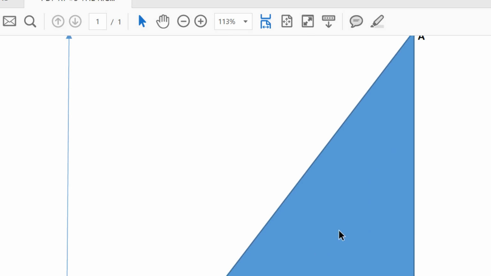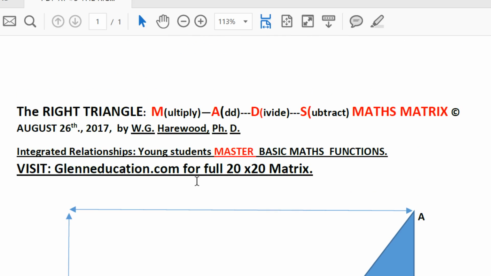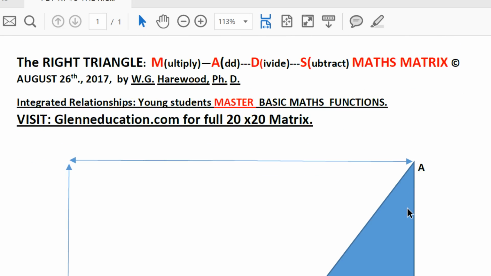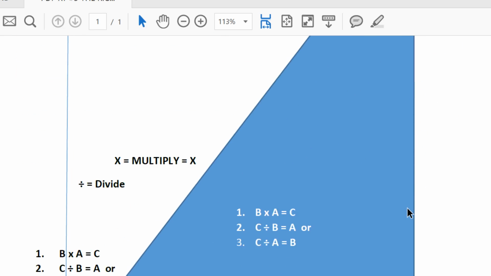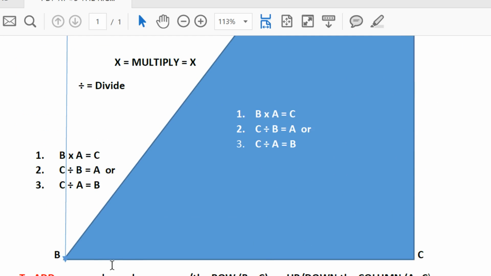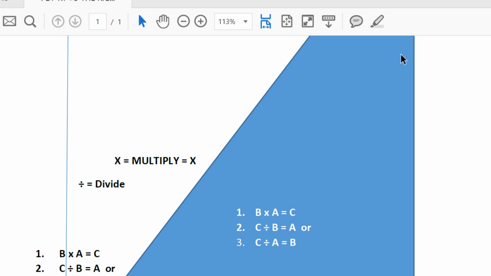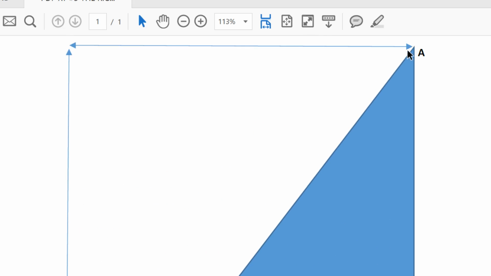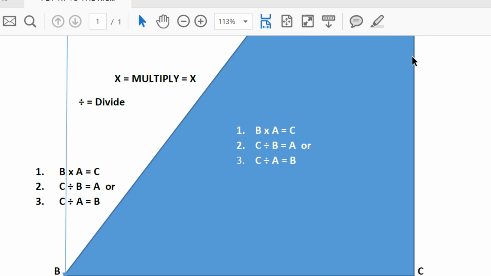Visit glenneducation.com for the full matrix, for the 20 by 20 matrix. Again, it's the MADS triangle, the MADS right triangle. Very simple, but at the same time, very powerful.